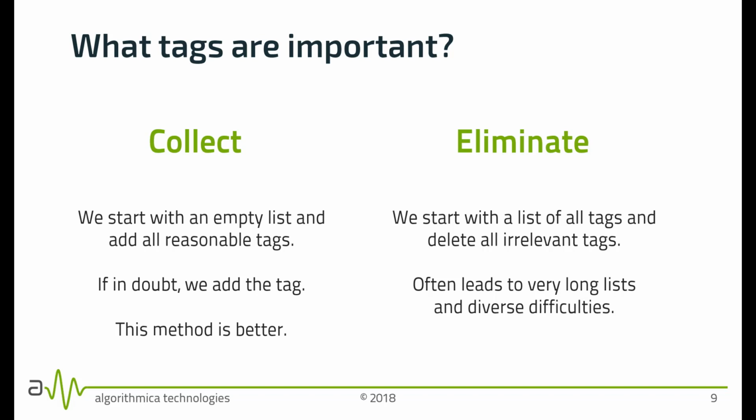Now, the first method, by which we start with the empty list and collect everything we think is reasonable, is, in our experience, the better method. And the simple reason for that is that the elimination method usually results in very, very long lists of tags, including a large number that we do not need. If you are ever in any doubt whether to include a tag or not to include it, it is better to include it and therefore to err on the side of having a longer list rather than a shorter list.